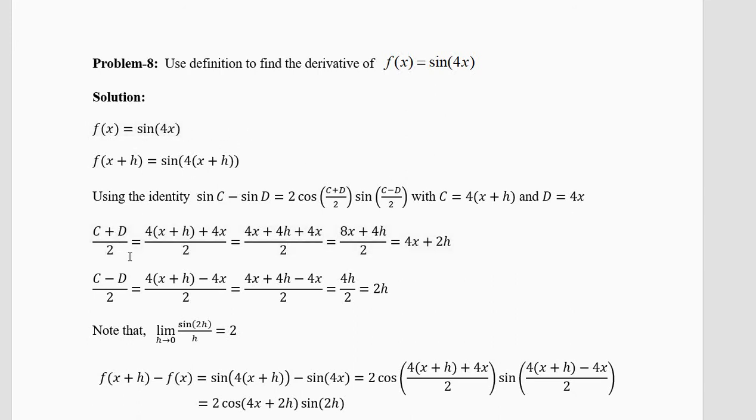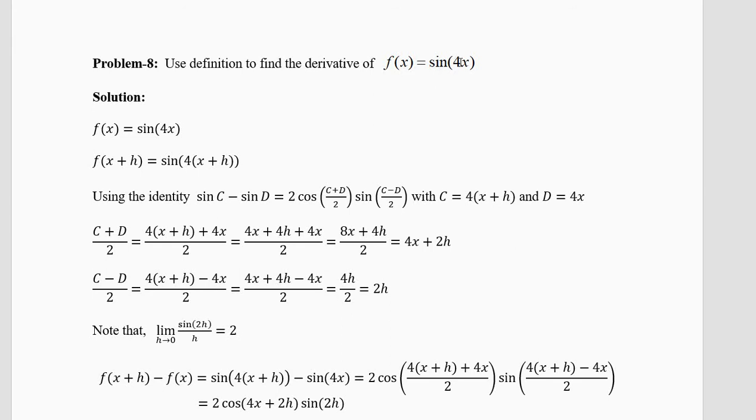So c plus d by 2 is this quantity, 4 into x plus h plus 4x by 2. Open the brackets, you'll get 4x plus 2h. c minus d is 2h. 4 into x plus h minus 4x. Open the bracket, you will get 4x plus 4h minus 4x by 2. This plus 4x will cancel with minus 4x. We will be left with 4h by 2. 4h by 2 is 2h.